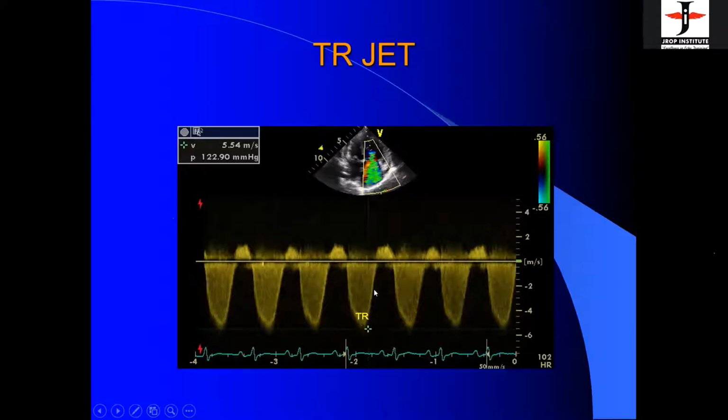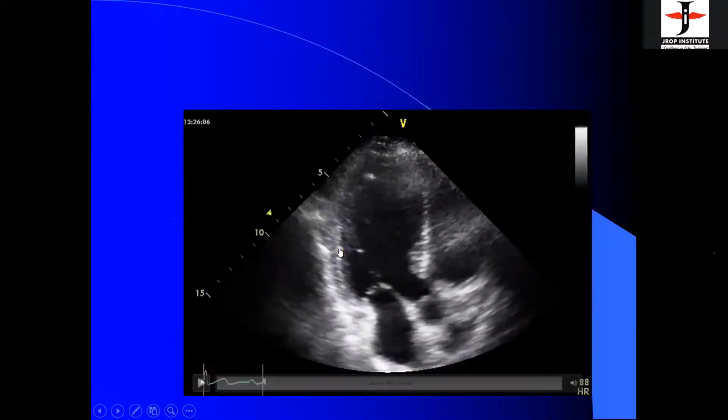Don't worry about the other things. This is only to show that the flow against the transducer has a negative shift, that is below the baseline, and the flow towards the transducer has a positive shift, which is above the baseline. So this is important. Now see, this is a 3-chamber view.